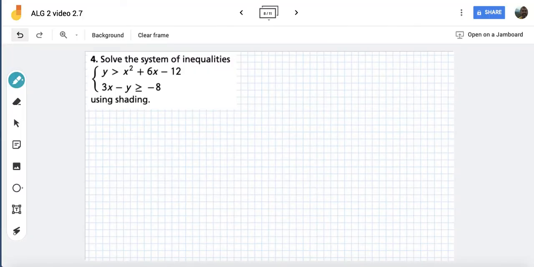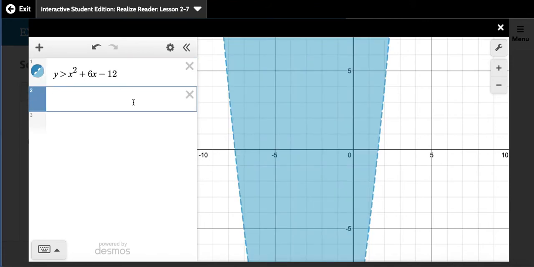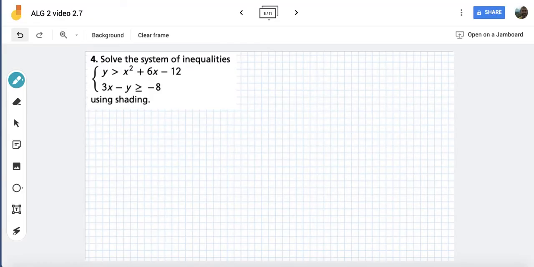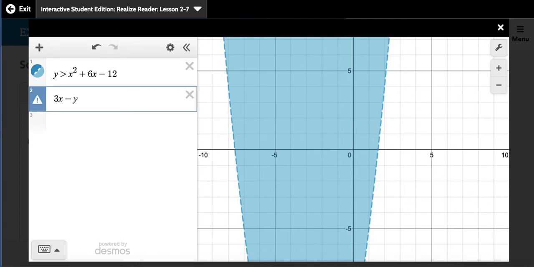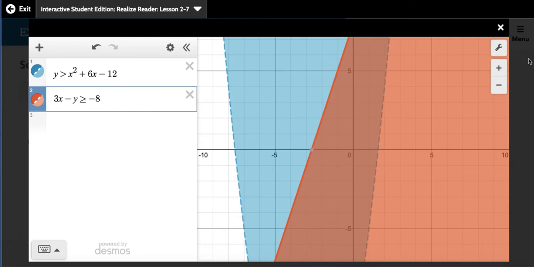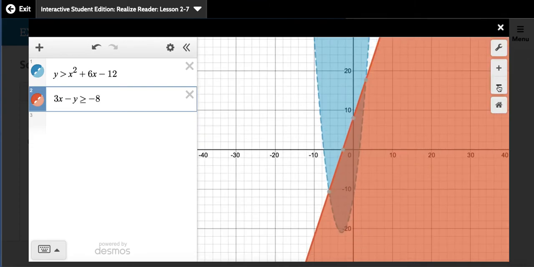Now the other one is 3x minus y. One of the beautiful parts of Desmos is you don't have to have it in y equals mx plus b form. 3x minus y is greater than or equal to negative 8. And there it is, which we can clearly see the line goes above the x-axis. It has an x-intercept of negative 8. So you will see why I was so frustrated. So the answer is, because this is the right answer, it's this double shaded region right here.